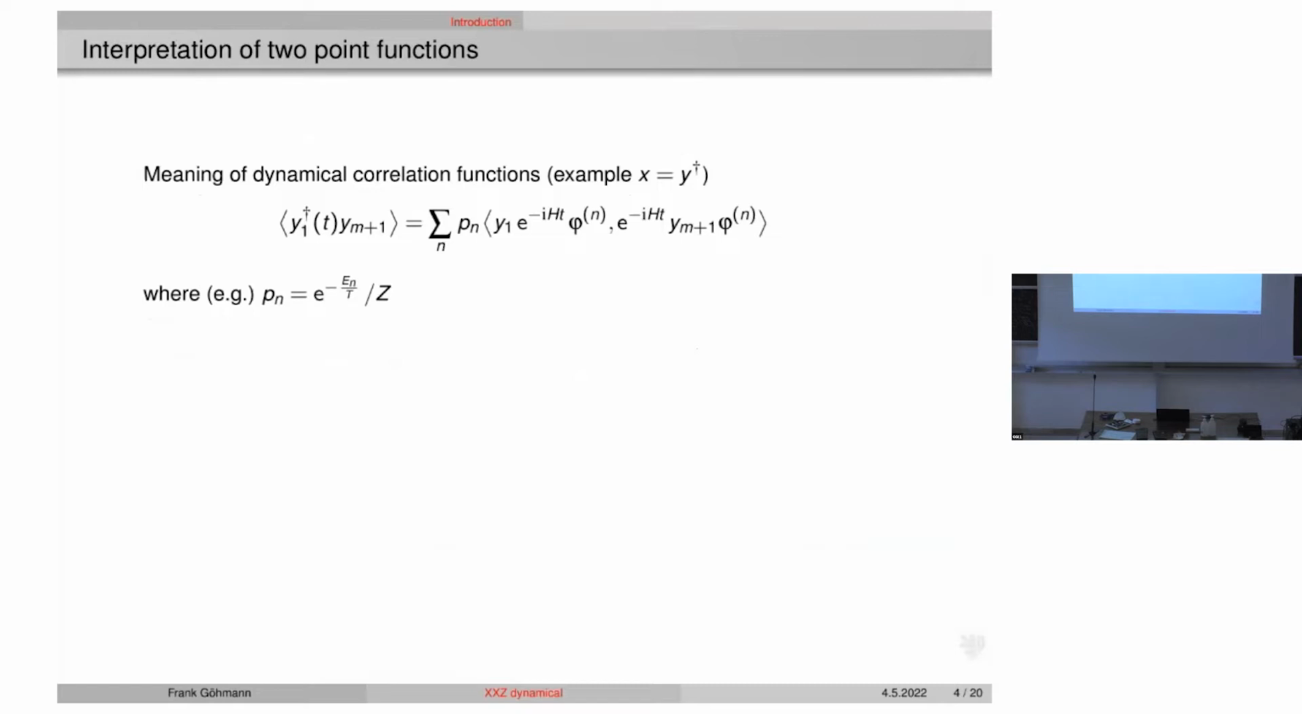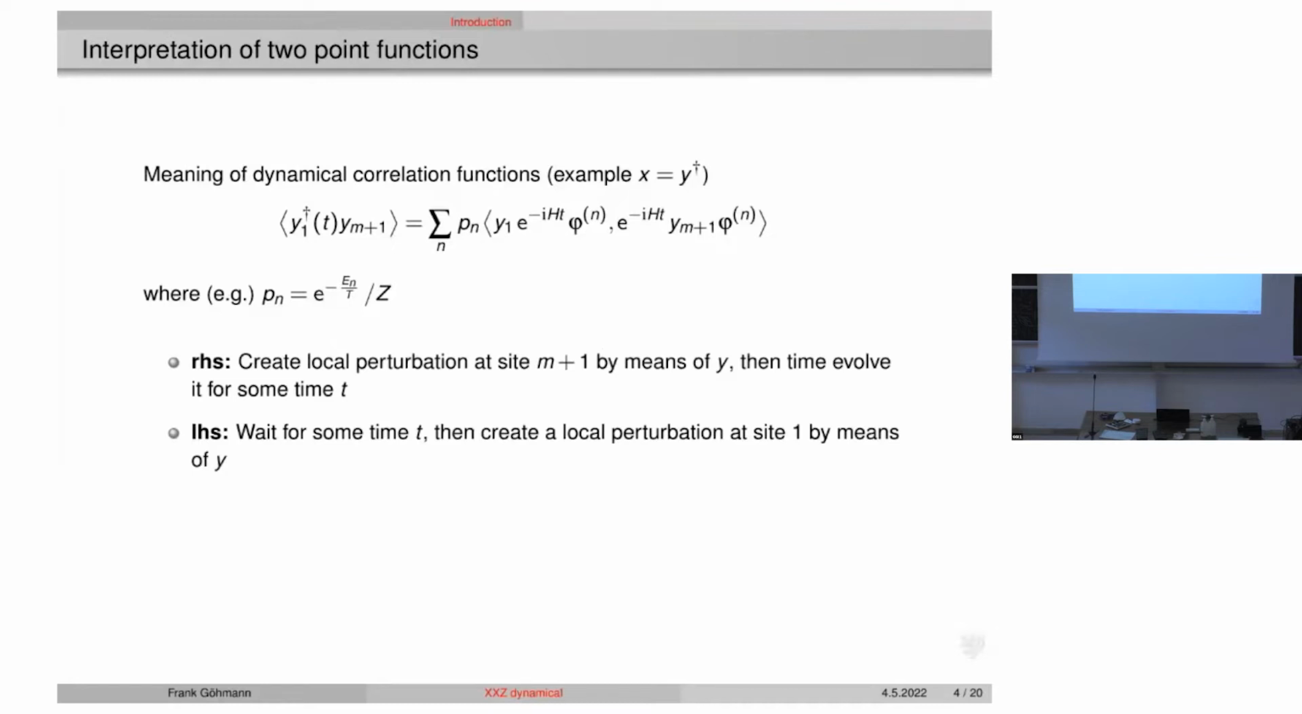Then having any such expectation value means you average with respect to the eigenvalues of a density matrix, so non-negative numbers summing up to 1. Such scalar products involve the operator Y, which acts only on one lattice site, on some quantum state, and then you time evolve it, and the averaging may be done with the canonical density matrix. So on the right-hand side, you create a local perturbation at site m+1 by means of this operator Y, then time evolve it for some time t with the time evolution operator. On the left-hand side, you do nothing, so the system is time evolving automatically by itself. So you wait. This means you apply this evolution operator on the eigenstate, and then after time t, you create the same local perturbation at site 1.